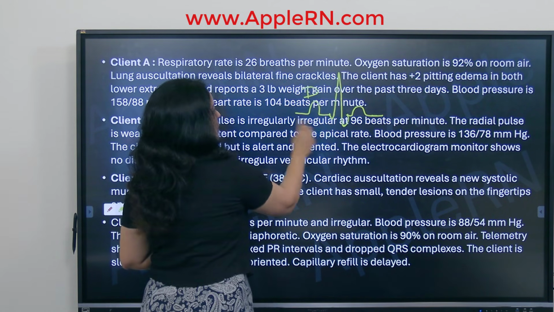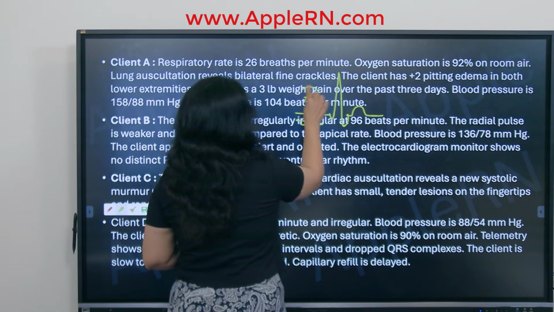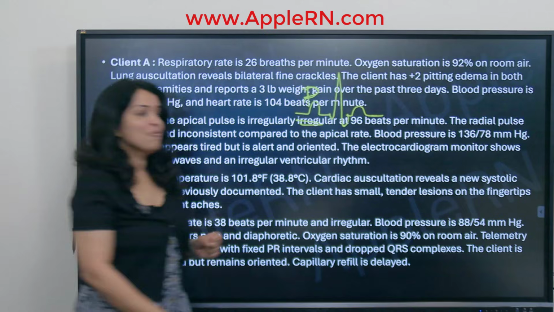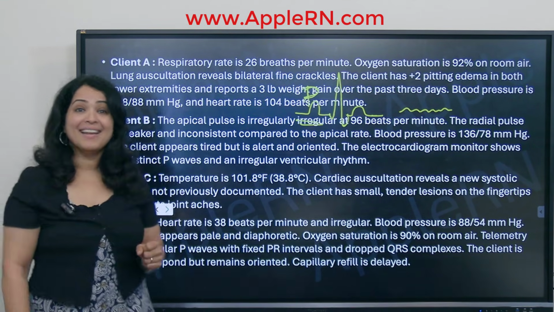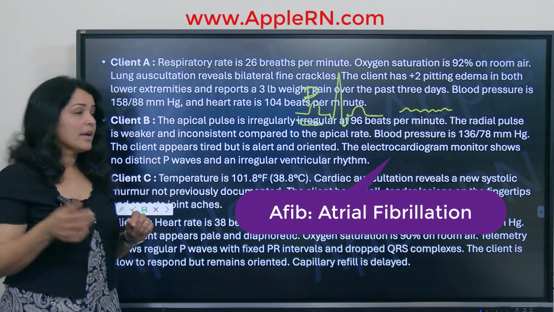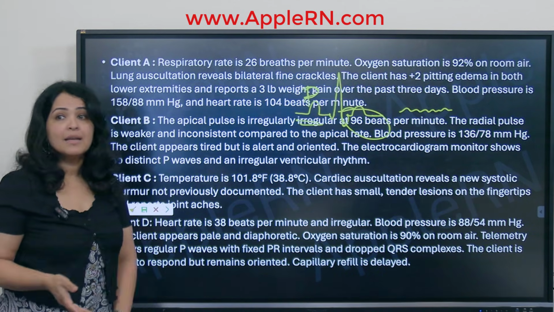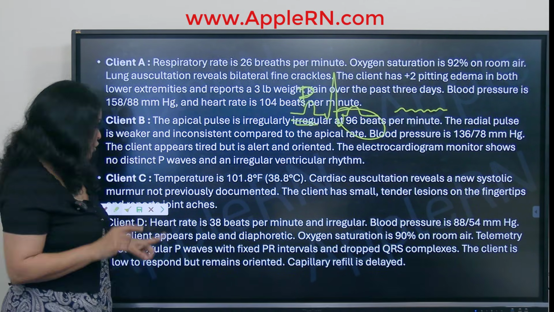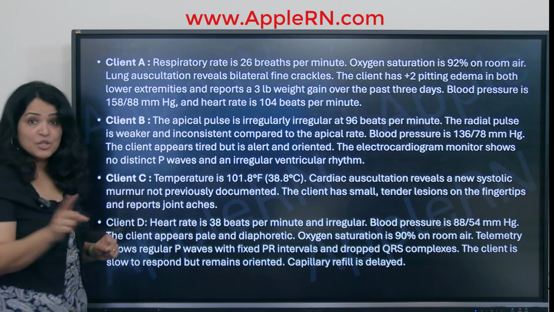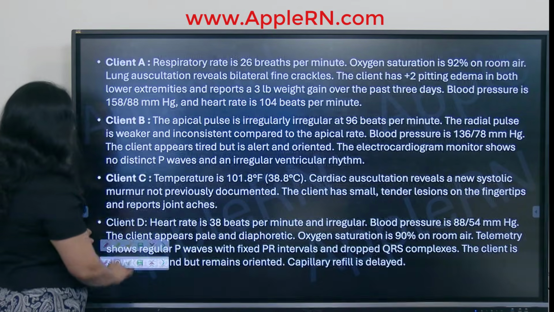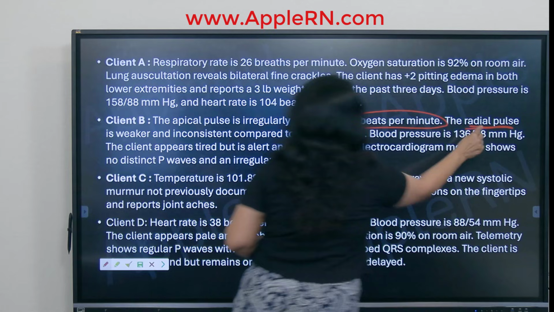So this P wave is not there. We don't have any distinct P wave. So if there is no P wave on the ECG, that is AFib. Now, can somebody with AFib have 96 beats per minute? And the answer is yes. Now, how do we know it's irregular? There is another point here which they have suggested to us to let us know it's irregular. It says irregular beats, and this is a radial pulse.